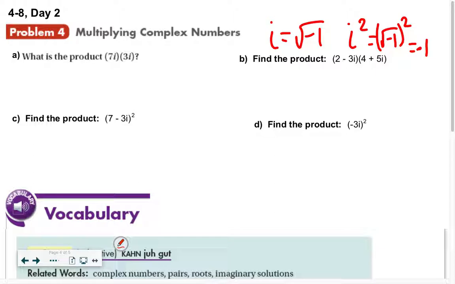Okay. Ready to jump into it? Get it over with? Rip the band-aid off. Alright. There's no band-aid. No band-aid, okay.